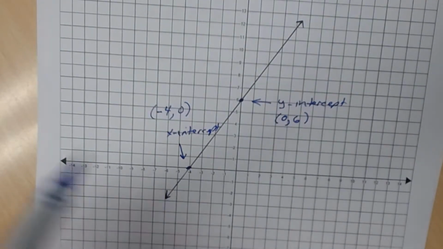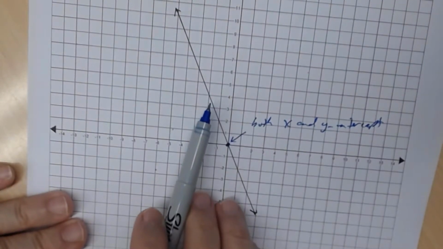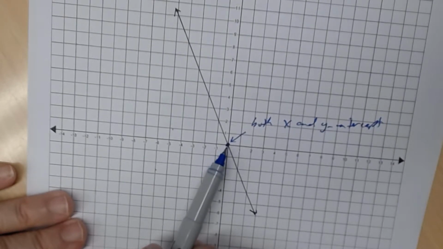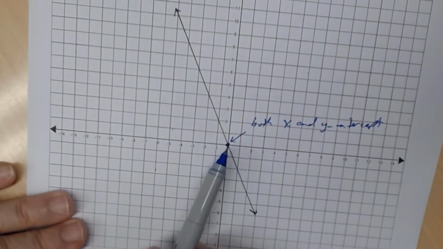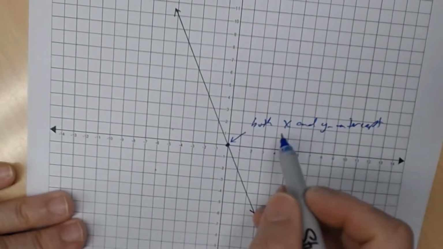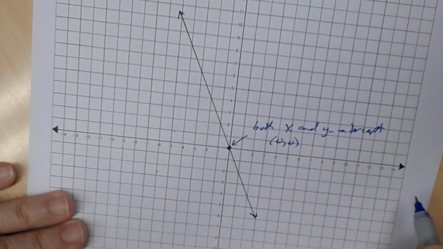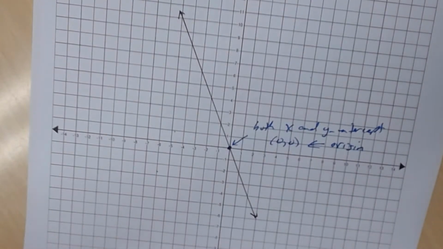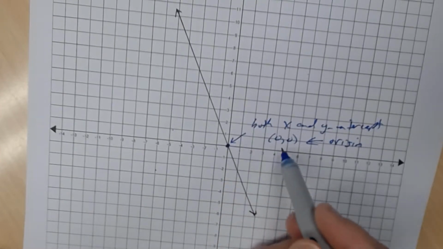Now, if you look at this other line, remember we said that this line crosses the x and the y axis at the same point. But remember what this point is. That's the origin. So I'm not moving left, right, up, or down. I'm staying there. So the x-coordinate is 0 and the y-coordinate is 0. So the x and y-intercept here is the same point. It's 0, 0, which is called the origin.